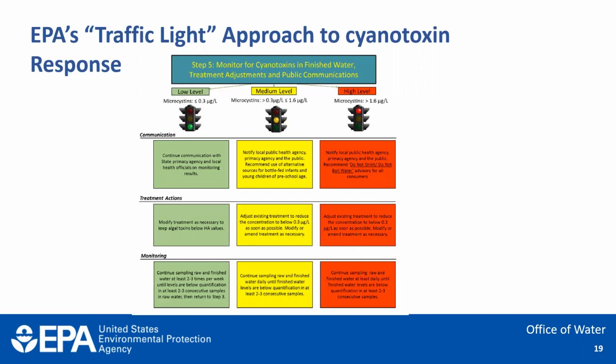And then finally, this is EPA's quote unquote traffic light approach. We went through all these different tiers. We talked about monitoring, treatment actions, and communication. And this is just to sum up, at a very high level, everything that's in EPA's recommendations for public water systems document. You can see that it's tiered based on what you're finding in finished water, and the different steps you take from a communications perspective, a treatment perspective, and a monitoring perspective. I won't read all the little boxes. I'll let folks investigate those on their own time.